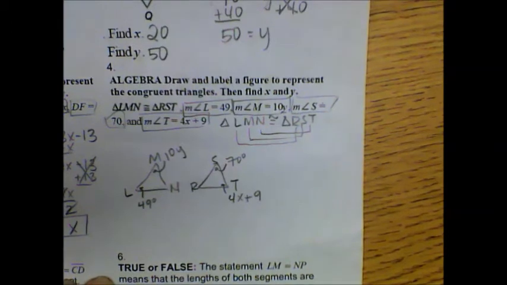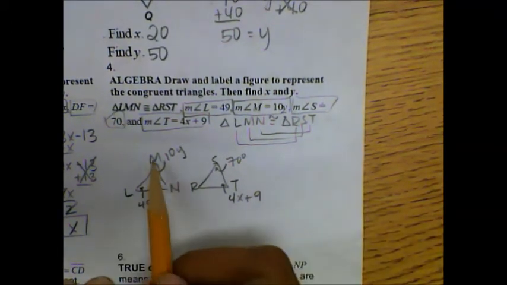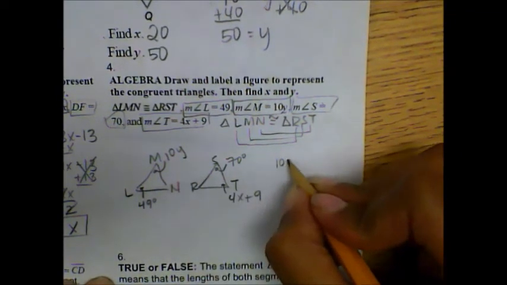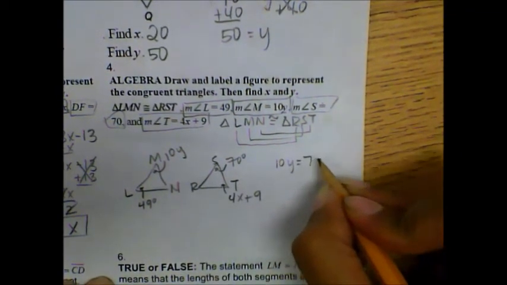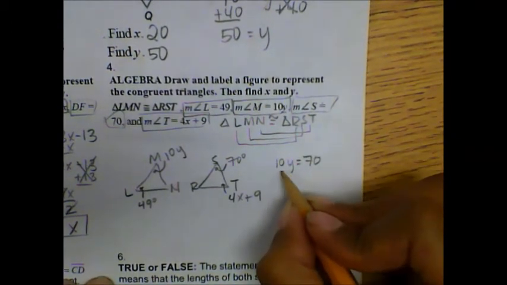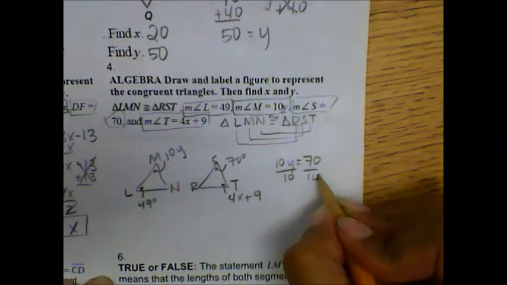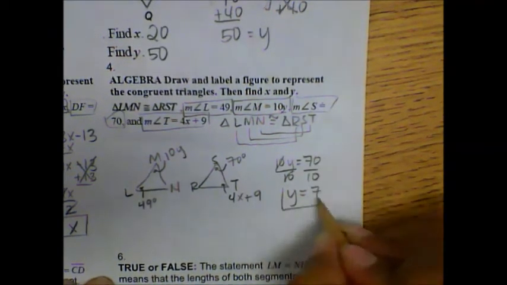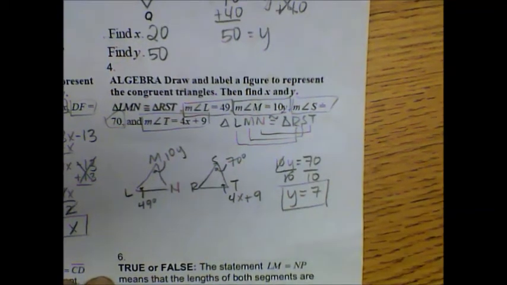Alright, so let's go ahead and get started. We have to find the value for x and the value for y. So let's do the top ones. Since angle M is congruent to angle S, 10y is equal to 70 degrees. This is pretty simple. It's a one-step equation. So we're going to divide both sides by 10. And we're left with the value of y equals 7. Alright, let's look at x.